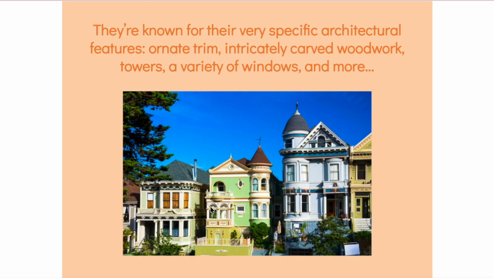So they're known for very specific architectural features. Ornate trim, which you guys can see here around our houses. Intricately carved woodwork, towers, a variety of windows. So you can see here we've got half circles, ovals, rectangles, squares, and more.